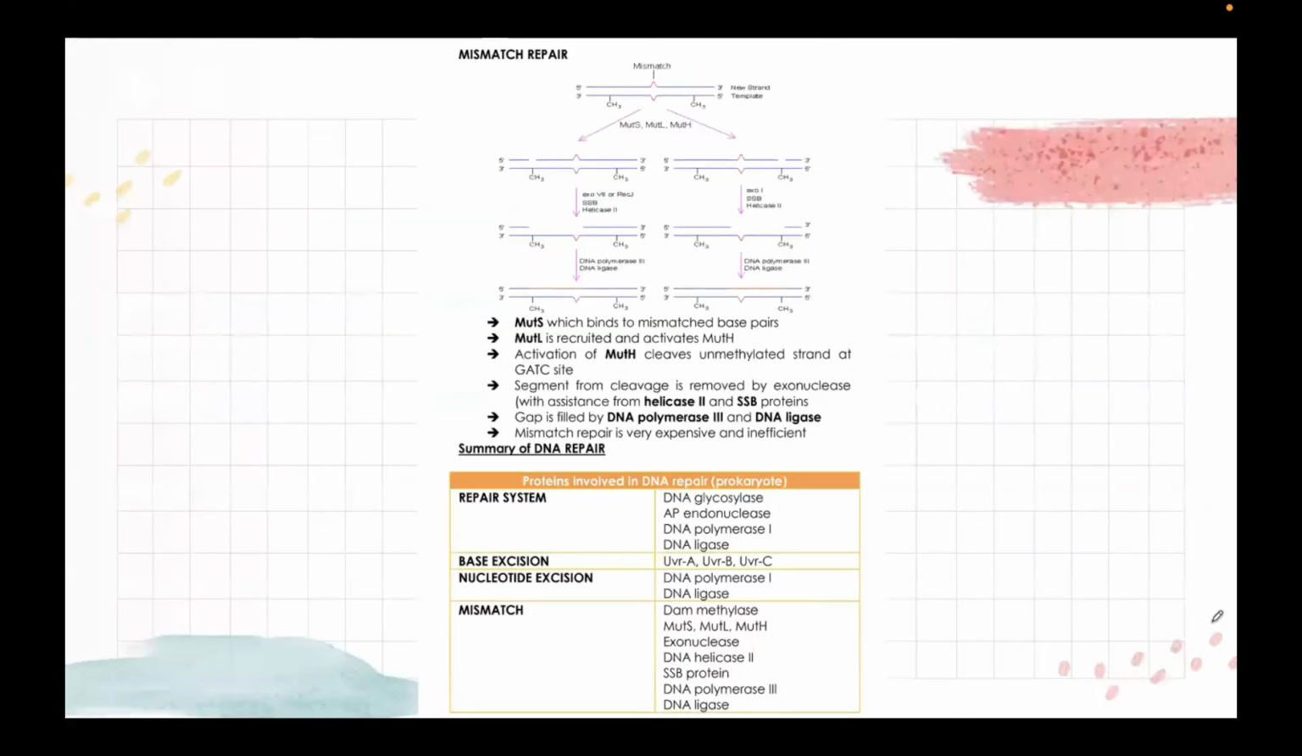Next is the mismatch repair. The problem with your mismatch repair is that copying errors, single base or 2 to 5 base unpaired loops. So what happens in your mismatch repair? So the MUTS, which binds to mismatch base pairs. Okay, ito siya. The MUTL, MUTS yun, MUTL is recruited and activates the MUTH. Activation of your MUTH cleaves the unmethylated strand in GATC site. The segment from cleavage is removed by exonuclease with assistance of your helicase 2 and SSB proteins. Then, the gap is filled with DNA polymerase 3 and DNA ligase.